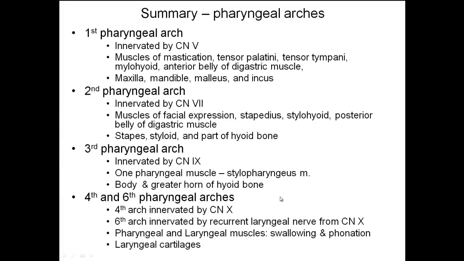All right, so a little short summary of what we just talked about here is that the pharyngeal arches give rise to a variety of structures, but if you can keep track of the innervation, it makes a little more sense. So the first pharyngeal arch is innervated by the mandibular branch of the trigeminal nerve, so all the muscles of mastication, the tensor veli palatini, the tensor tympani, the mylohyoid, the anterior belly of the digastric muscle, anything you can think of that's innervated by V3 comes from the first arch.